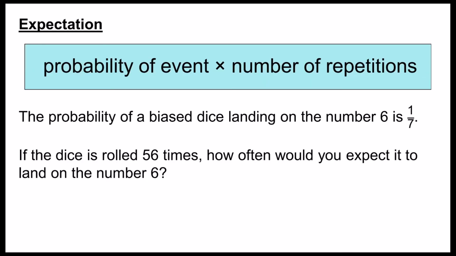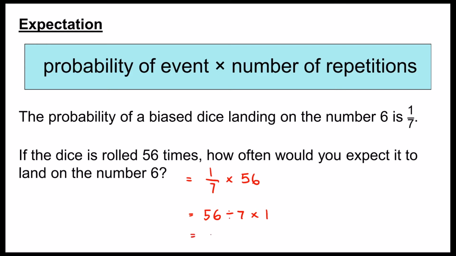My second example says the probability of a biased dice landing on the number 6 is 1/7. If the dice is rolled 56 times, how often would you expect it to land on the number 6? As before, I need to take the probability of the event, that is 1/7, and multiply it by the number of repetitions, that's 56. To work this out, I take 56 and divide by the denominator, which is 7, and then times by the numerator, which is 1.